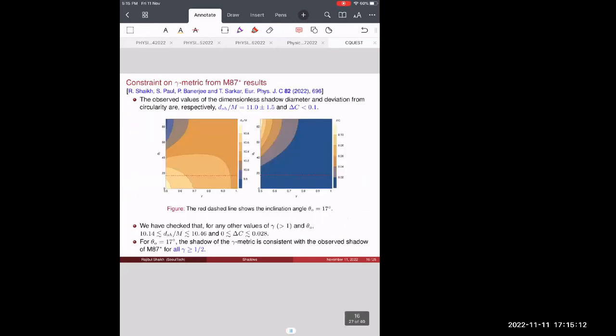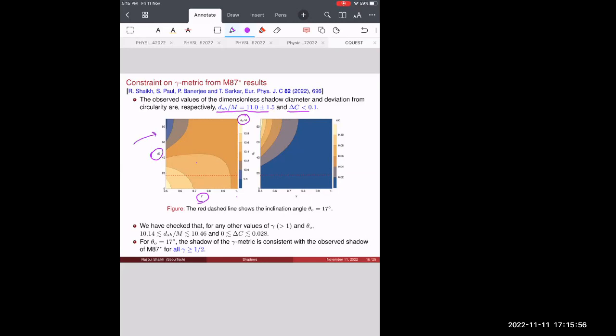So let us now constrain the gamma metric using the M87 and Sagittarius A star results. For the M87 results, as we discussed, we'll be using the dimensionless shadow diameter and the deviation from circularity. In this first plot we have taken different inclination angles and different gamma from 0.5 to 1, and for each set of points we have found the dimensionless shadow diameter, shown in this figure.